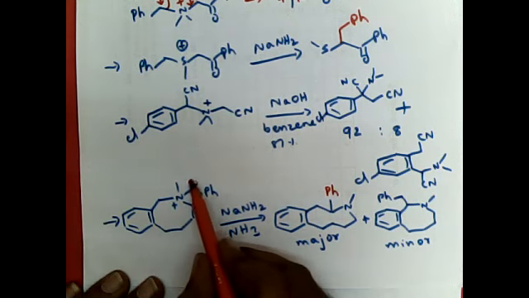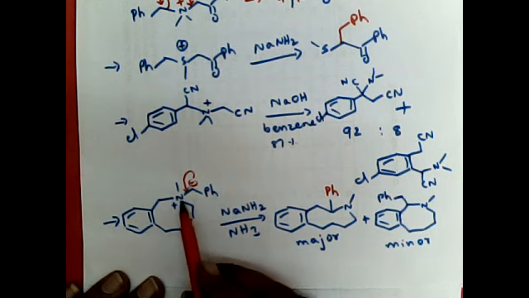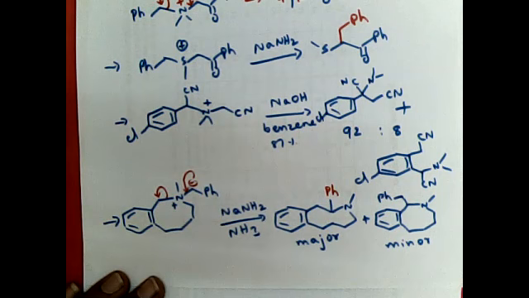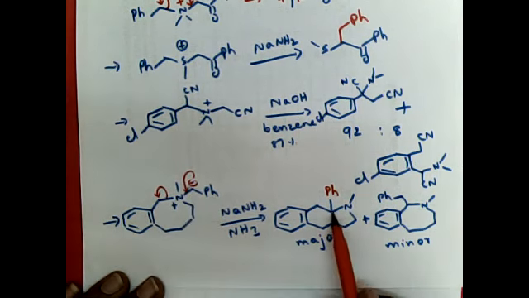When a negative charge is generated here, this will polarize towards nitrogen. Then this benzylic anion will be generating. This benzylic anion will attack here. So this is the product.